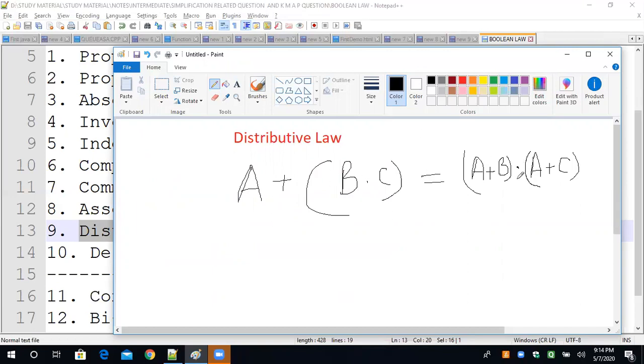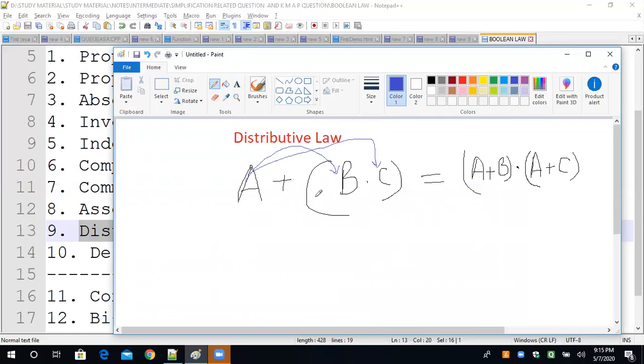So if somewhere in an expression it is written like this, you can write it like this, and if it is written like this on the right hand side, you can write down the left hand side. Okay, so what is happening over here, you have to understand. Distribution means equal distribution. Suppose these are the two things. This is the one thing and it should be distributed to B and C. So A will be added with B first, and then the same A will be added with C.